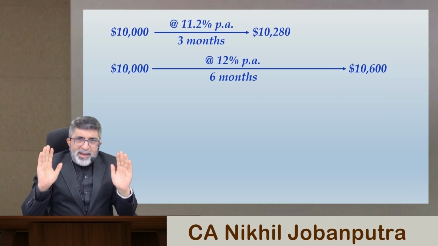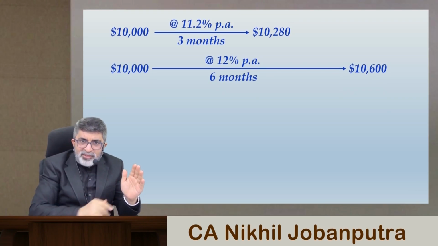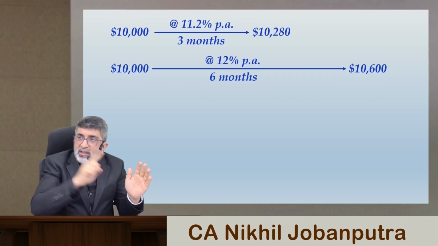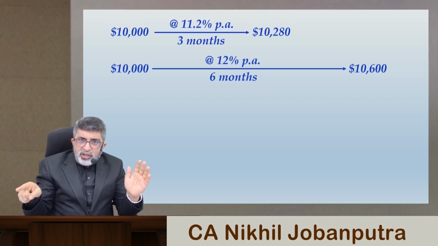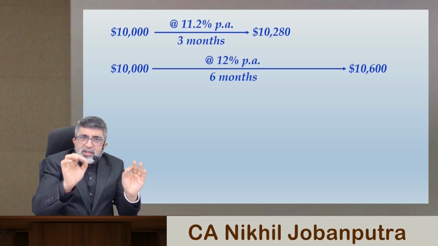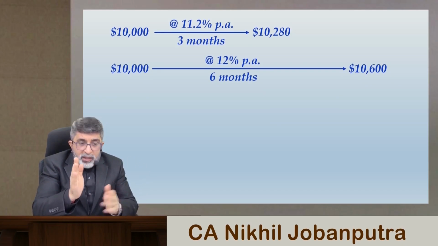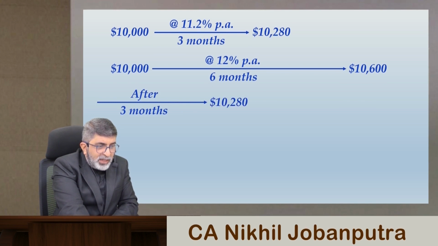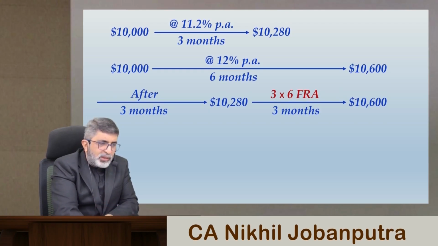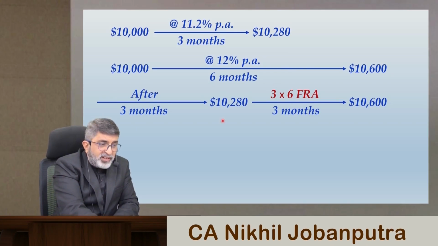Again, imagine a timeline with 3 timestamps: 0, 3 month and 6 month. At 0 the value is $10,000, at 3 month the value is $10,280, and at 6 month the value is $10,600. So if there is an amount after 3 months as 10,280, in the next 3 months it should become $10,600. So what you need to do, you need to find that rate. That rate is nothing but 3/6 FRA rate, because it starts at 3 month and ends at 6 month.